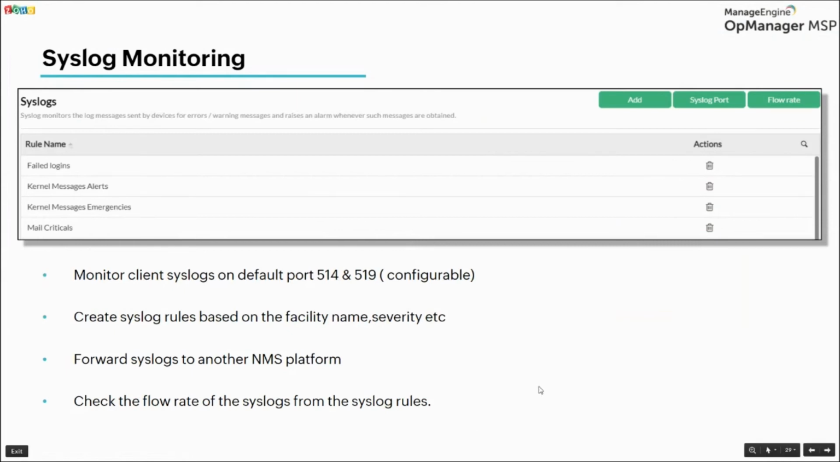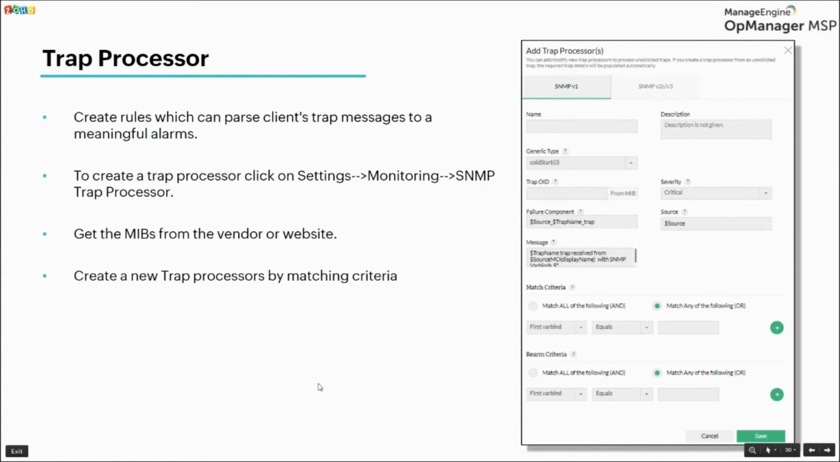And the next metric which we are going to discuss is trap processing. Like syslog monitoring, when we talk about network equipment, trap-based monitoring is also an important metric. Here you can create custom rules that can parse the client trap messages into a meaningful alarm, and you can create trap processors by going to Settings, Monitoring, SNMP Trap Processor, and create your custom trap processor and associate it to desired devices. Or in case you want to create the trap processors in bulk, it's pretty easy. If you get the MIBs from the respective vendor, import them in bulk and create the trap processors at a single stretch.